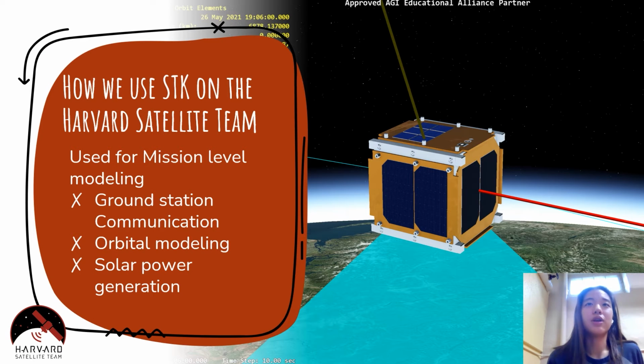So the software itself is often used for mission level modeling, where you can analyze and visualize, always love pretty visuals, the individual components or groups of objects in the simulation that you're trying to model. In our case, on the Harvard Satellite team, it put many things into perspective for us in terms of how our satellite would be able to communicate with the ground station. Also looking at orbital modeling, which is just seeing where the location of the satellite will be depending on where it is in its orbit. And also just how solar power generation would look like for a small CubeSat.